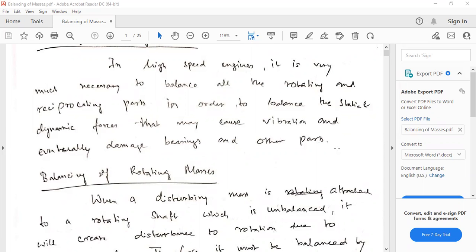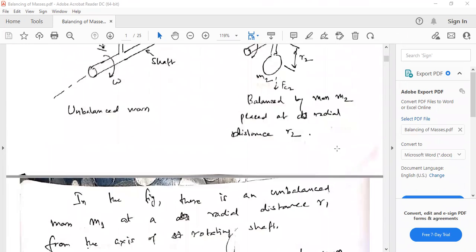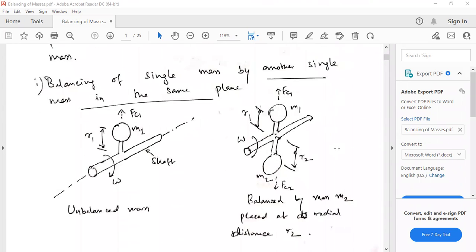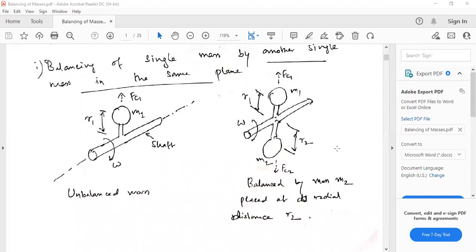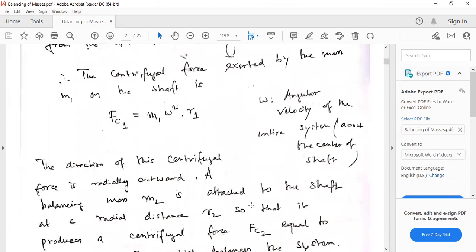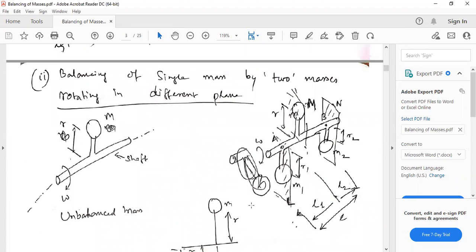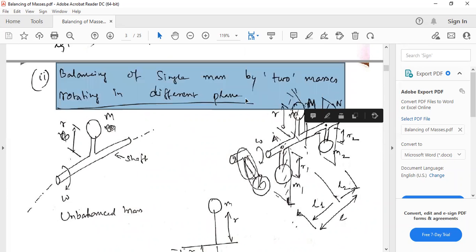I'll be talking about balancing of masses in this lecture. We have already explained how to balance a single mass, or several masses which are in the same plane. One single mass can be balanced by another mass in the same plane.